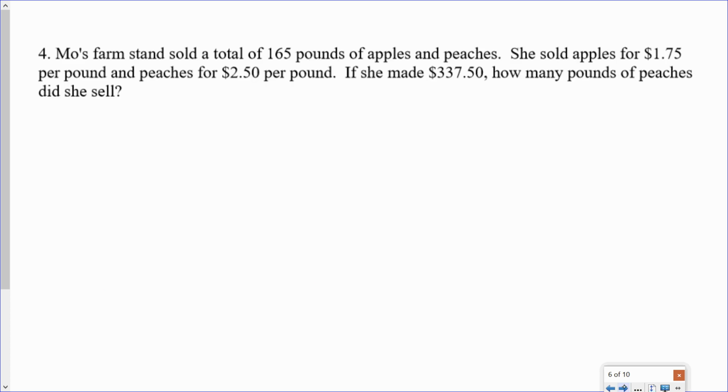So now here's one where they actually want us to solve. Mo's farm stand sold a total of 165 pounds of apples and peaches. She sold apples for $1.75 per pound and peaches for $2.50 per pound. So I've got total number of items and I've got money. So I'm going to make two separate equations. Let's start with the items without the money. And again, as a hint, it's almost always x plus y equals. So I want you to come up with the first equation on your own. I'll give you about 15 seconds to do that.